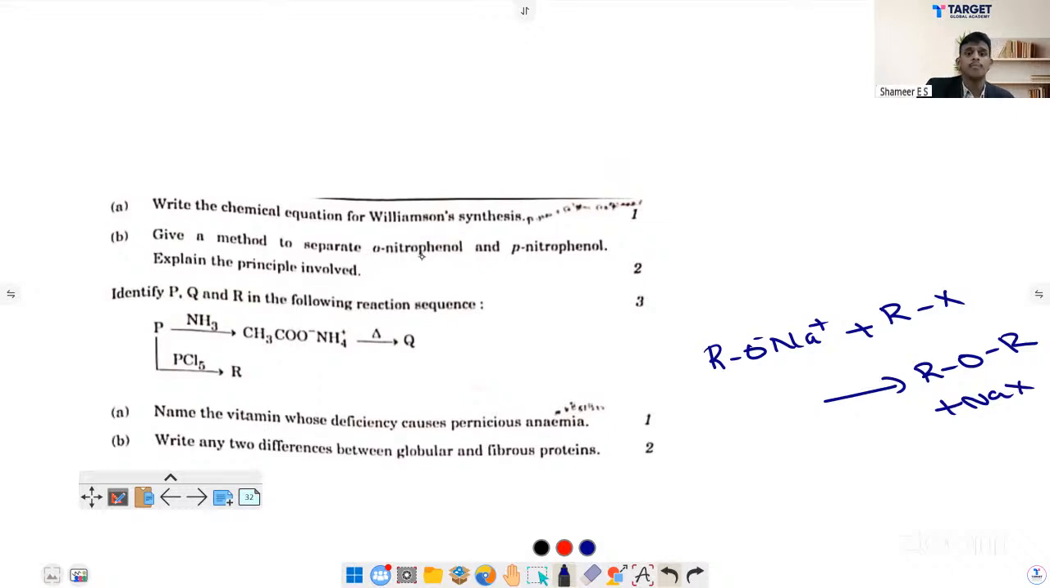Give a method to separate orthonitrophenol and paranitrophenol. Explain the principle involved. For orthonitrophenol, we can use steam distillation, because in orthonitrophenol intramolecular hydrogen bonding is present.